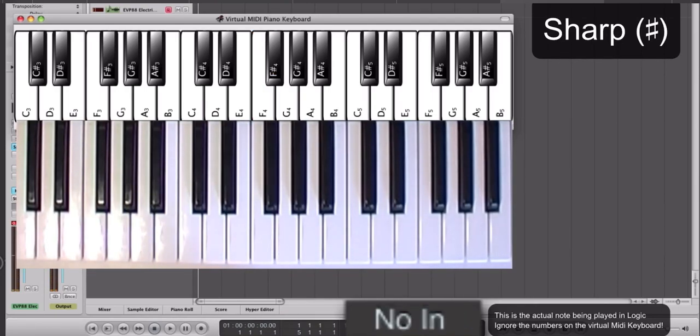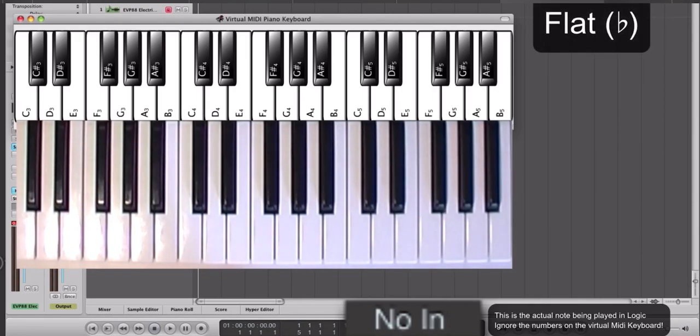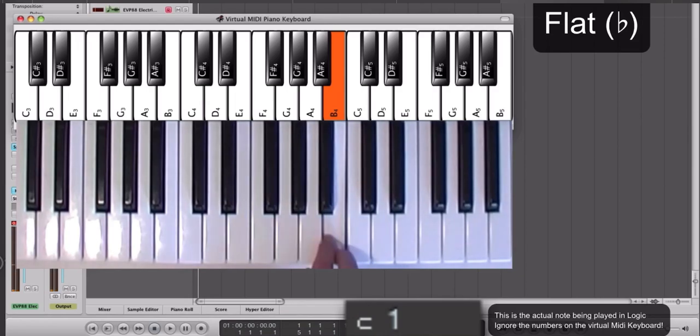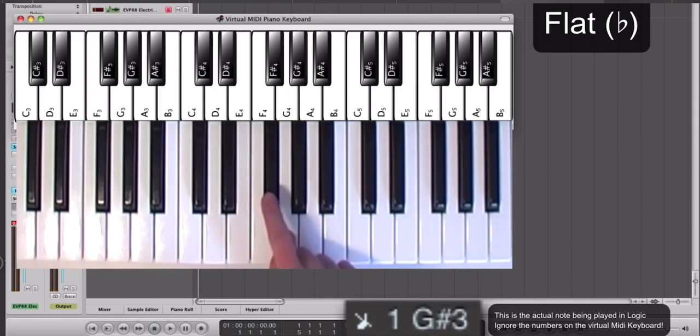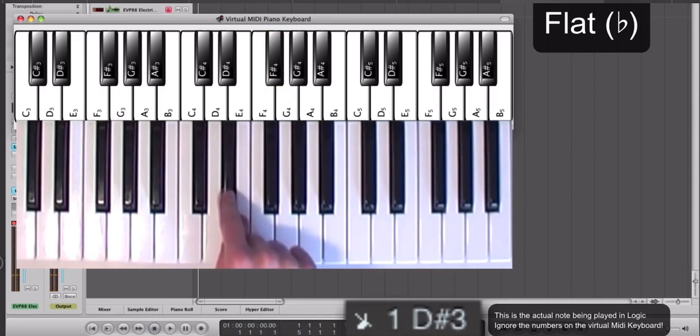Now, one thing that's not actually written on this virtual MIDI keyboard are flats. That basically means if we were looking at these black notes and we wanted to go down one, so we say, for example, we had this B and we went down a semitone, we could then call this B flat because it's going down one semitone. So this A sharp can also be called B flat, this G sharp could also be called A flat, this F sharp could also be called G flat, this D sharp could also be called E flat, and this C sharp can also be called D flat. Hope that's not too confusing.